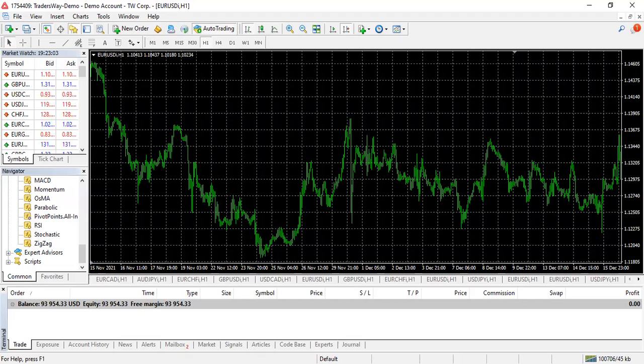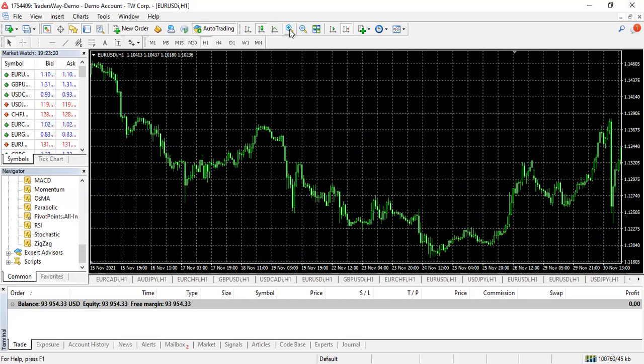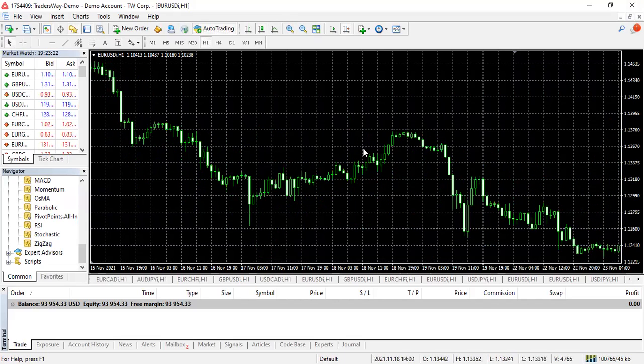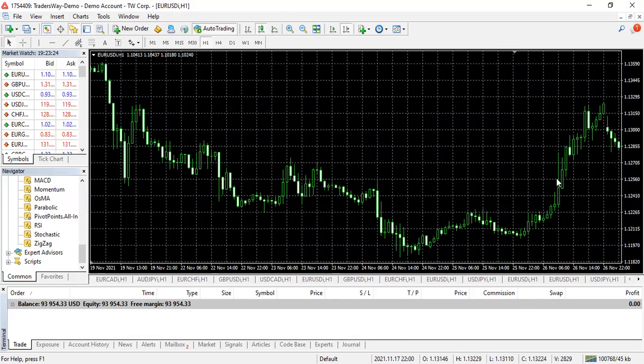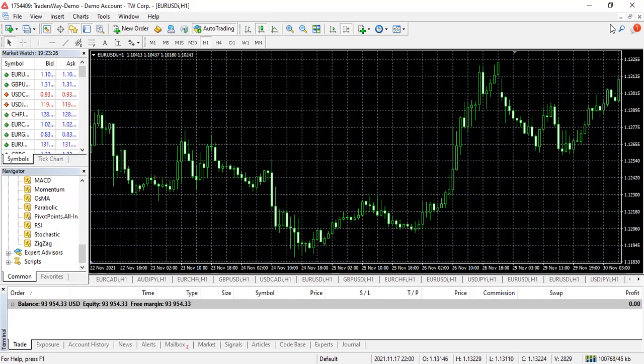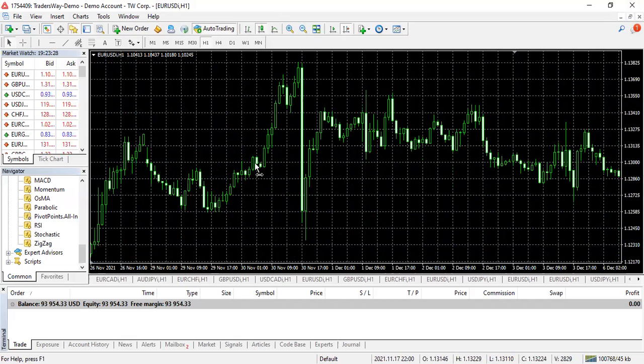So today we will be treating support and resistance. So let me show you my MT4. This is my MT4. So we'll be treating support and resistance level.